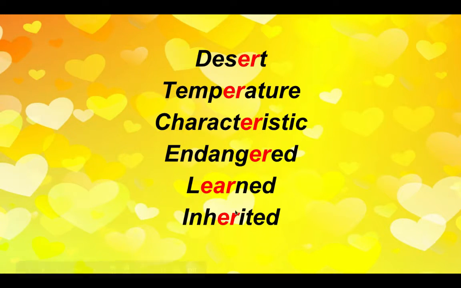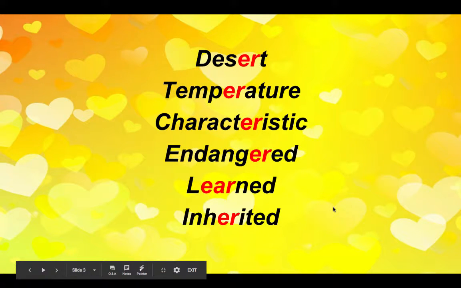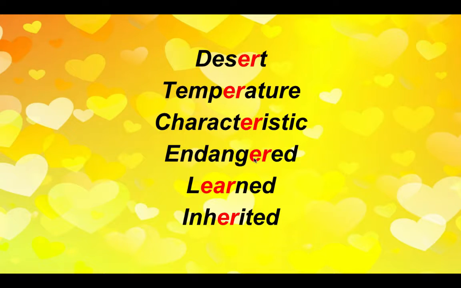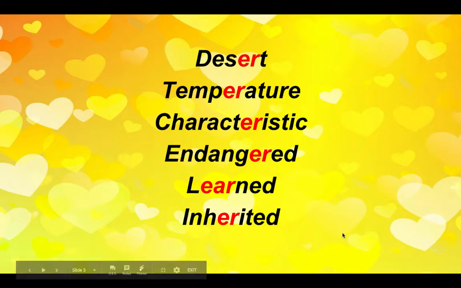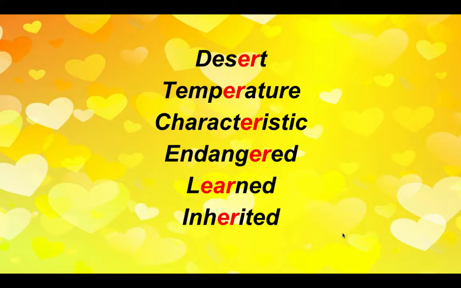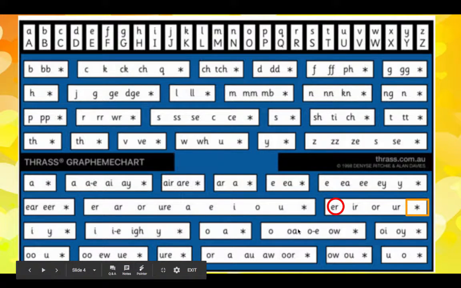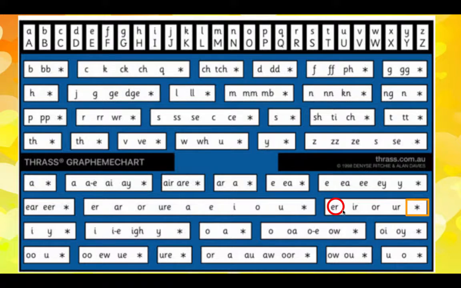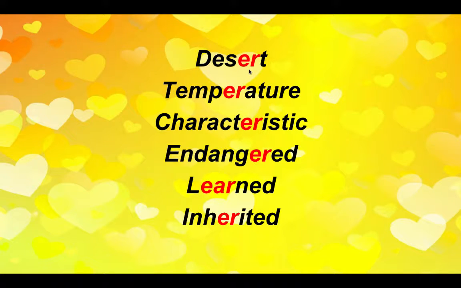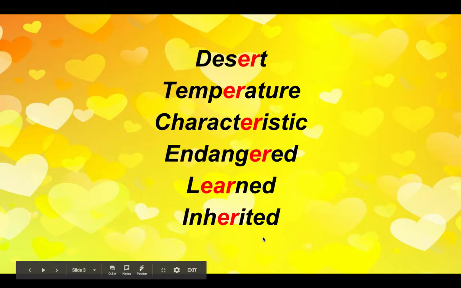I've got you there. I've added one more at the end that shares the same ER, the same grapheme choice, the same spelling choice, but it doesn't actually make an sound. If we take a look at our THRASS chart, you can see there is an box, and there is in here, like in our words desert, temperature, characteristic, endangered. We know inherited is a trick.